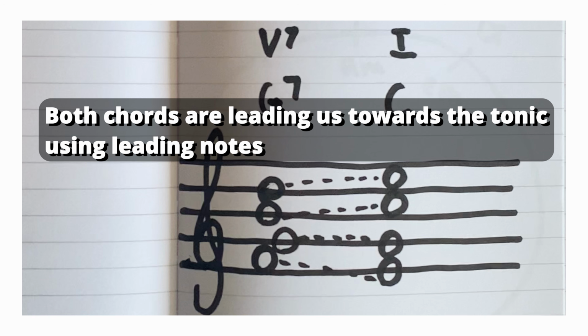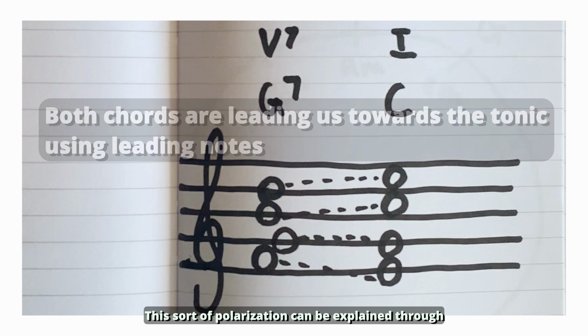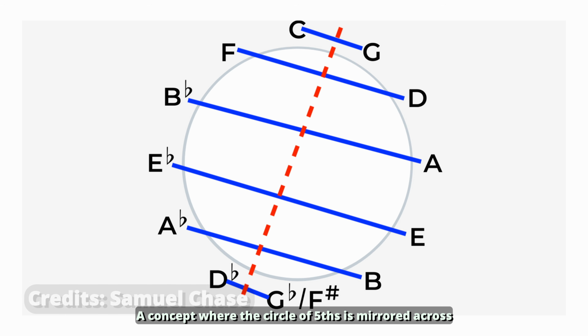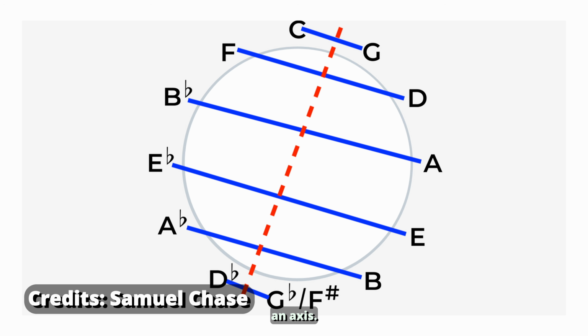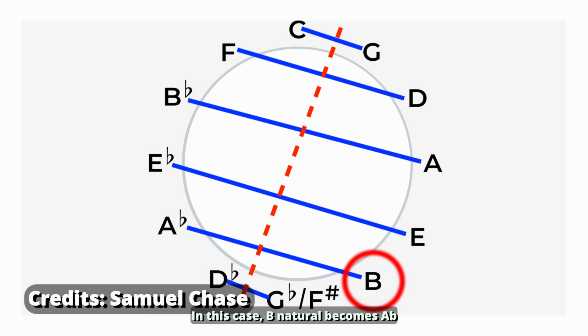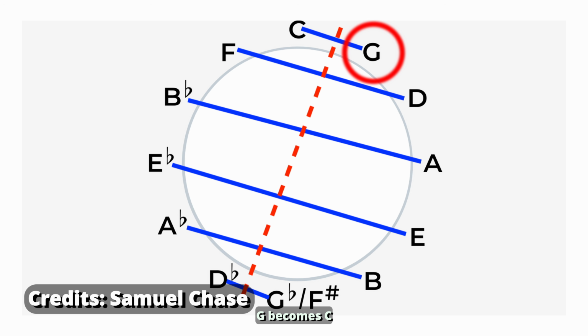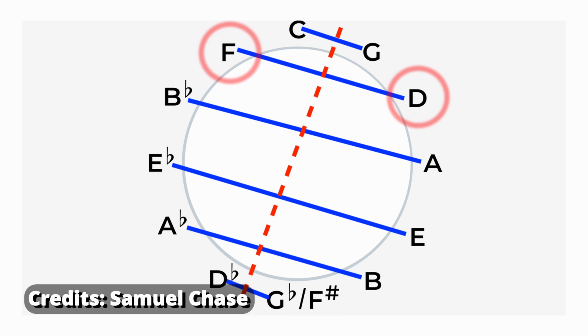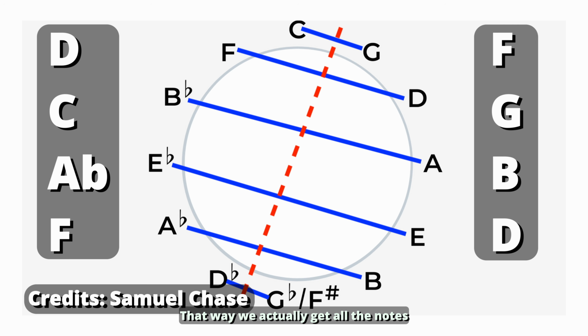This sort of polarization can be explained through the concept of negative harmony, a concept where the circle of fifths is mirrored across an axis. In this case, B becomes A flat, G becomes C, and D becomes F, and vice versa. That way, we actually get all the notes from the minor 6th chord.